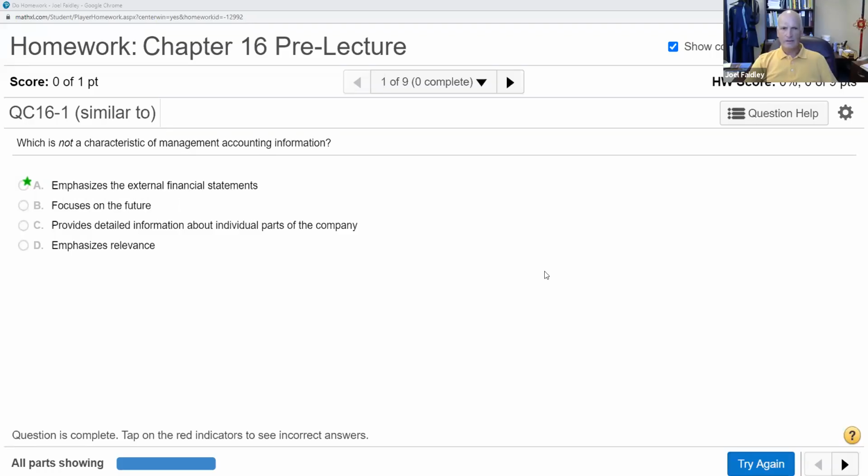Now, I'm going to start by sharing the actual pre-lecture. I haven't been doing that on the other exercises in the other chapters, but I'm going to do that here just to give a quick overview of what's going on. So the pre-lecture here, chapter 16, which again is managerial accounting: which is not a characteristic of management accounting? Management accounting information is not for external use. It's for internal. So emphasizing external financial statements is not part of managerial accounting.